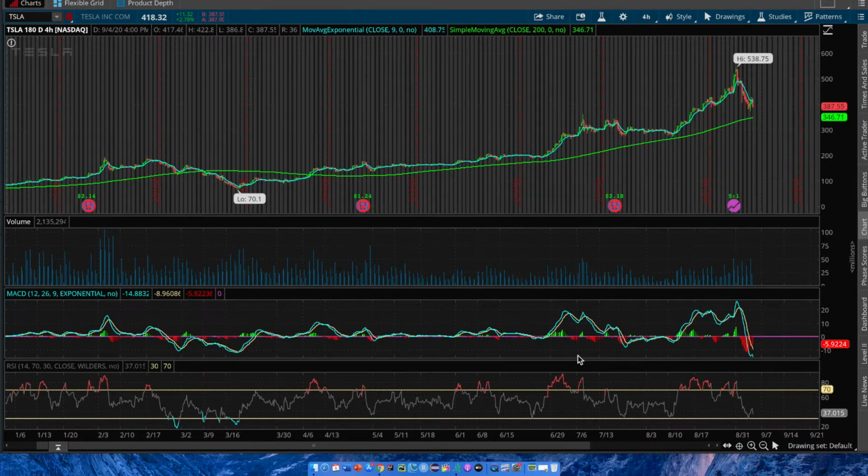So what you're looking at here on the screen is the TD Ameritrade Thinkorswim trading platform, which is my platform of choice for trading and investing. First and foremost, I'm going to go ahead and break down these indicators just so you can know what all these indicators do and that you can have a better understanding of Tesla stock.